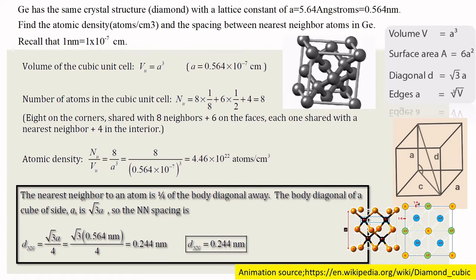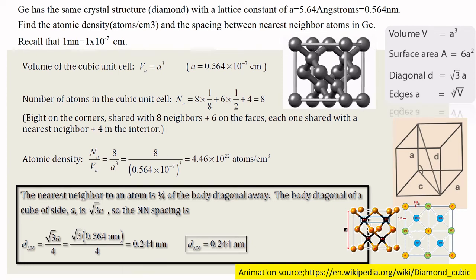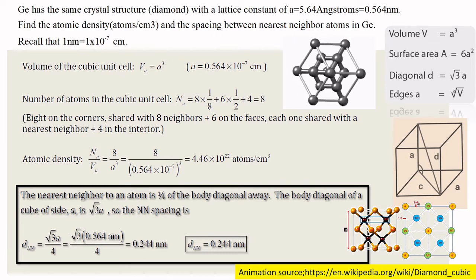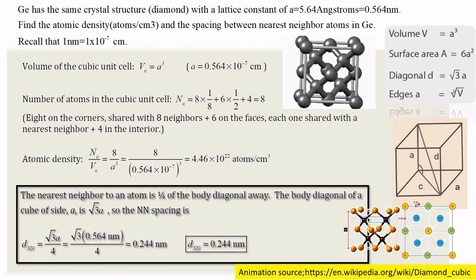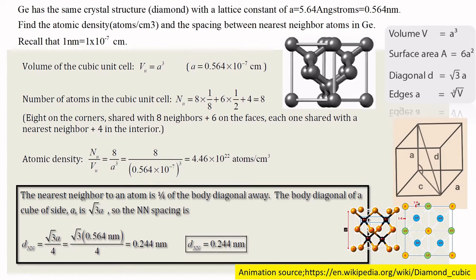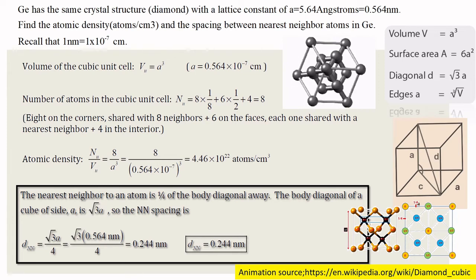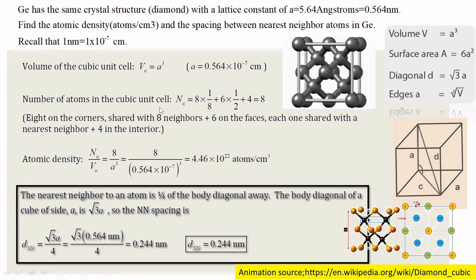Now a new problem we will see. This is about finding the atomic density and spacing between the nearest neighbor atoms in germanium. So we know that germanium has a diamond crystal lattice. So if you see, the number of atoms in the cubic unit cell for the diamond is 8.